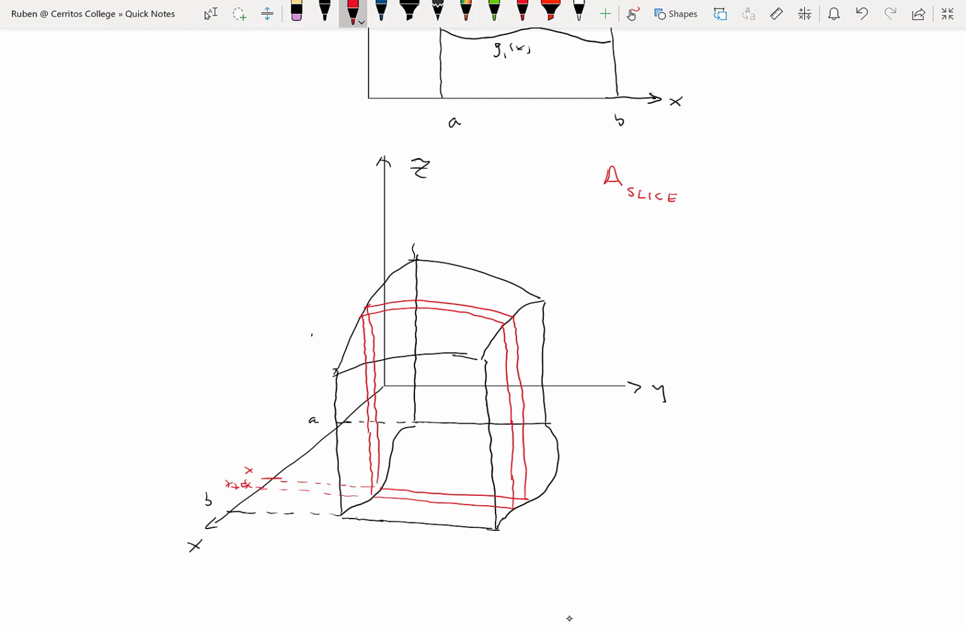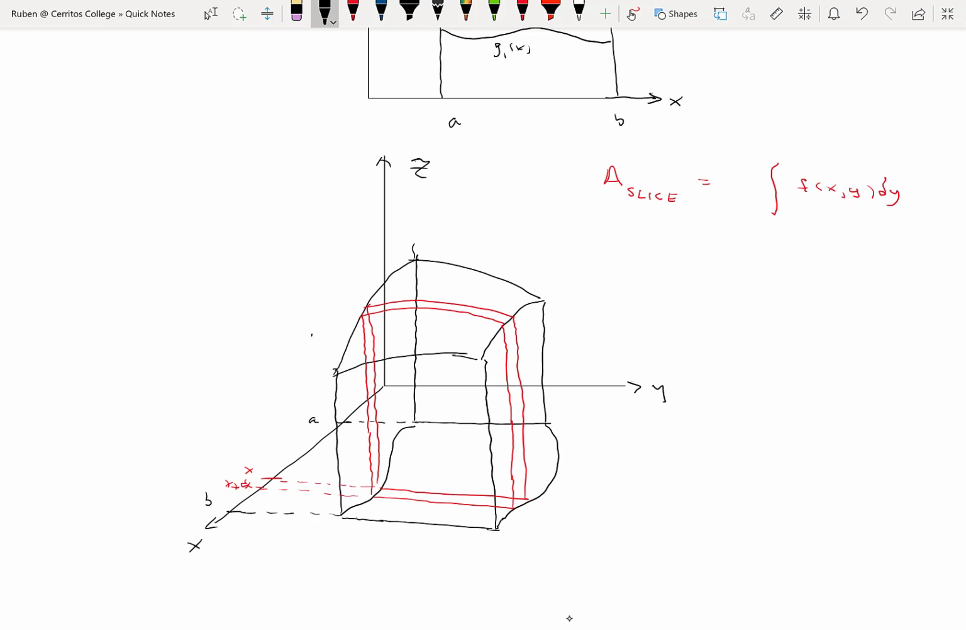The area of the slice is the area underneath the surface f of x, y. Integrate with respect to y. We've cut the surface so that we can place the curve of intersection in the yz plane. So we integrate with respect to y, but the limits of integration change now.